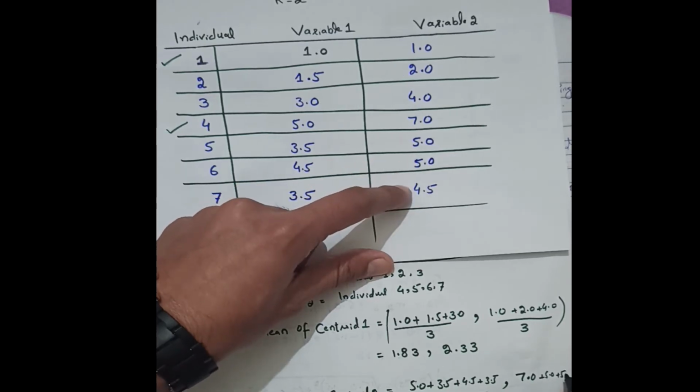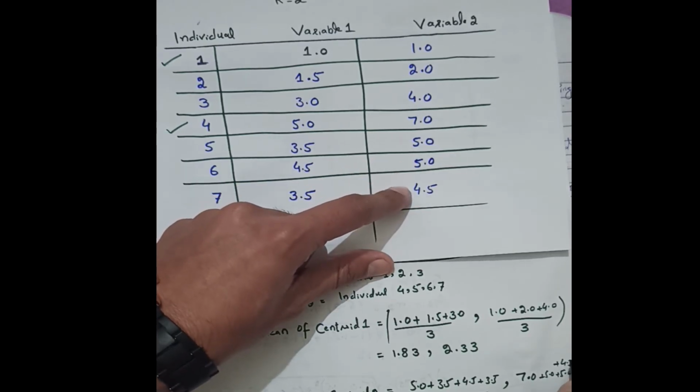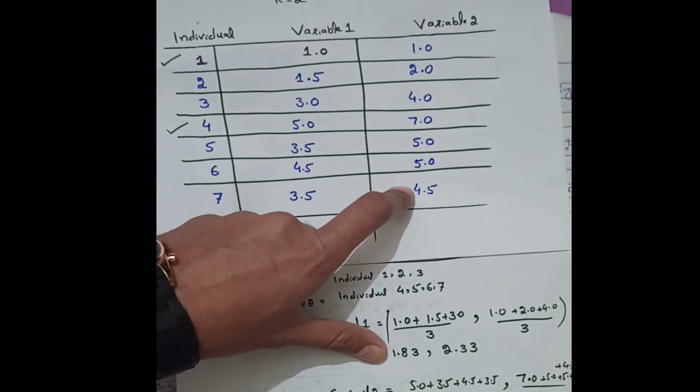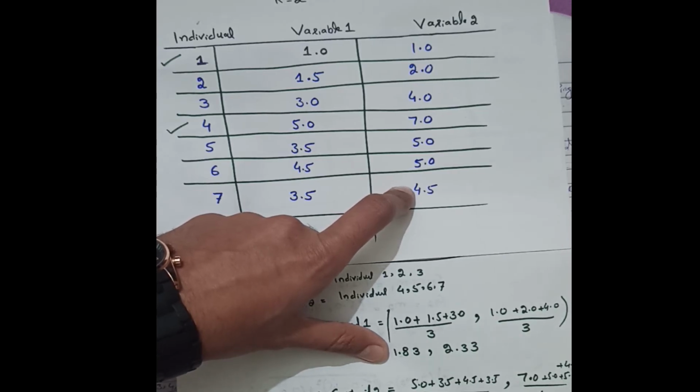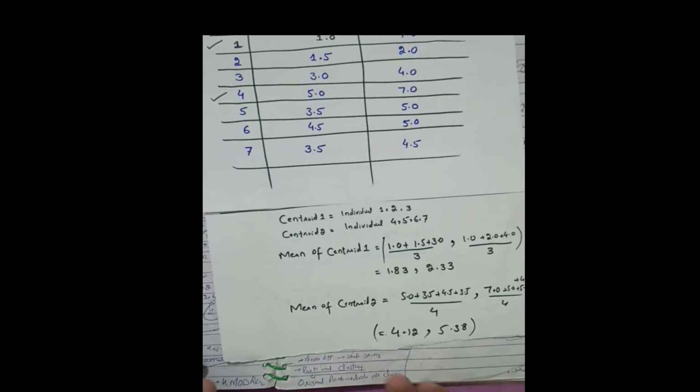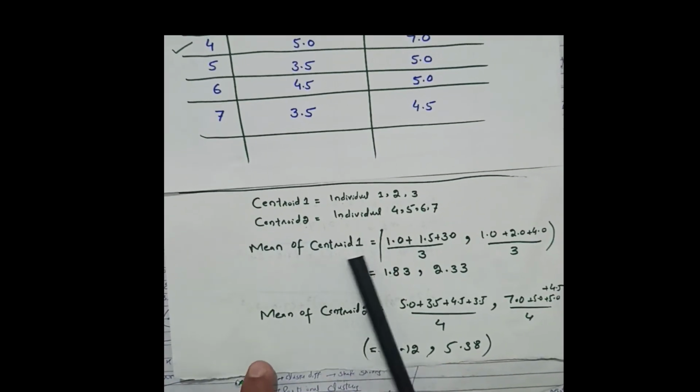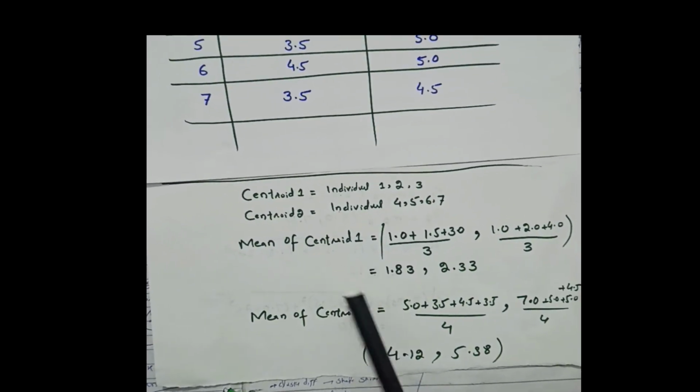5.0 plus 5.0 again and plus 4.5 divided by 4. After that the result will be equal to 4.12 and this is 5.38. So in the next step we have two centroids and we repeat each of these steps again with respect to centroid 1 and centroid 2.